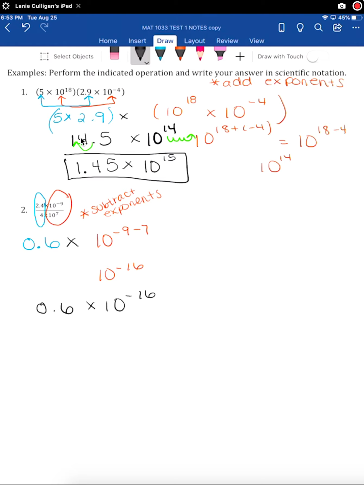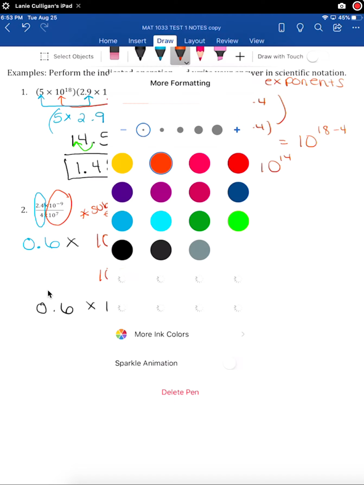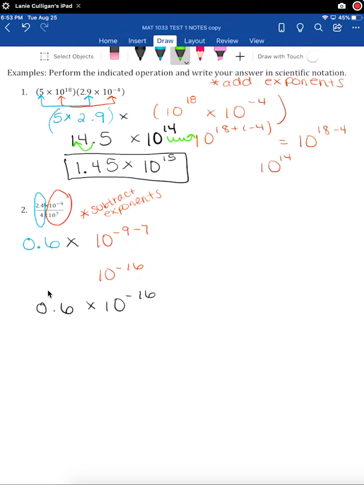Again, just like up here, 0.6 is not between 1 and 10. I need one digit to the left of the decimal. So that means I need to move that decimal one time, this time to the right. So if I have the negative 16th power, that means it's going to be a really, really small number. That means my decimal is going to be moving to the left 16 times. So again, these are opposite directions. So one's going to the left, one's going to the right. So that means in the end, I'm going to need to move it one more time.